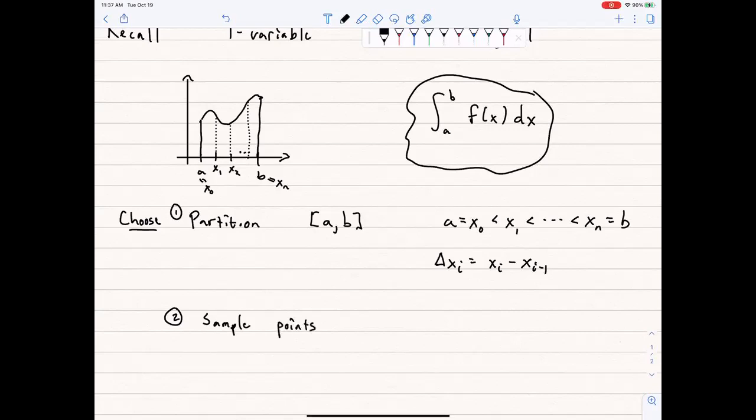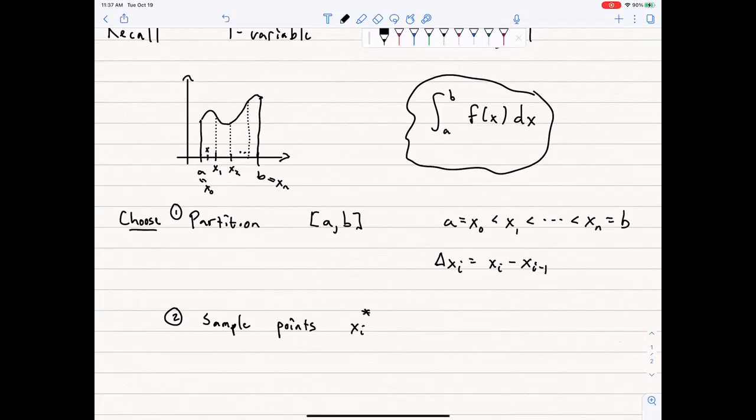And there's a typical way of doing it. You get a midpoint or a right endpoint or a left endpoint. But generally speaking, you just allow yourself to choose whatever you want, and you write them as x sub i star. And that gives you your height. So we choose this x sub i star.